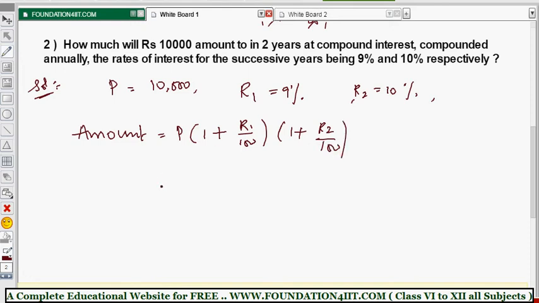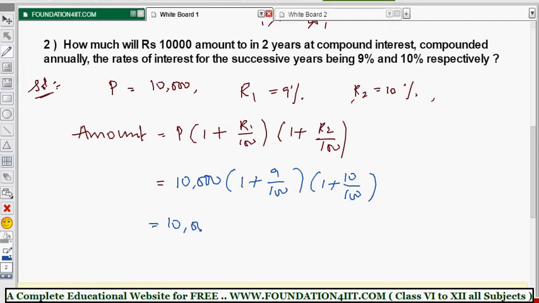Just substitute the values. P equals, according to the problem, 10,000. 1 plus R1, that is 9 by 100. 1 plus R2 is 10 by 100. If you do the LCM, it's simple. 10,000 into 1 plus 9 by 100 is 109 by 100.